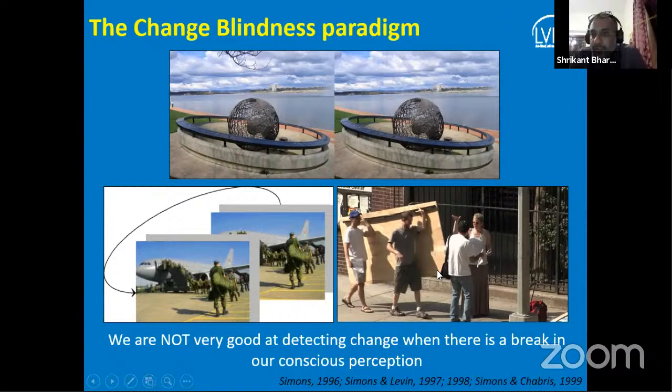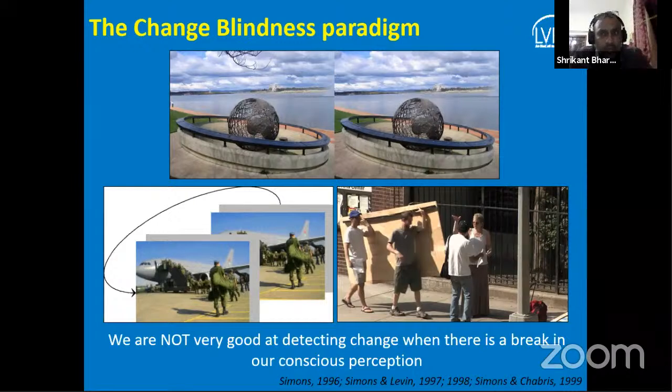Now, in that process, while they are walking through, the guy who is asking for that direction changes. It's a different individual that comes in. And once the entire interaction is over, this lady is asked, did you notice that the person asking you the direction has changed? Turns out that she doesn't even recognize that that has happened.